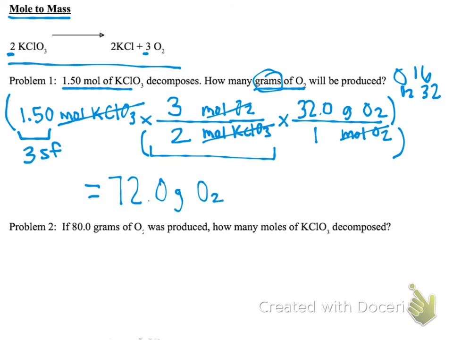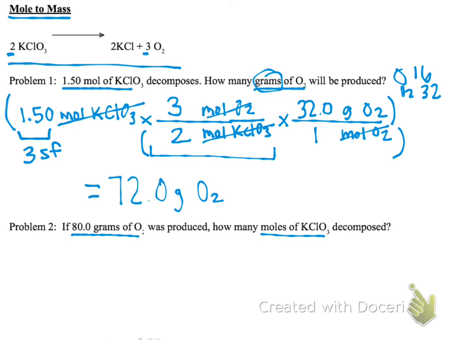Okay. On problem number 2, you're doing the exact same thing, you're just going the other direction, so you're going backwards. So it's starting with grams O2, and it's asking for moles KClO3. So first step is your equation must be balanced, it already is. Second step, your given has to be in moles, and so we have to convert that.